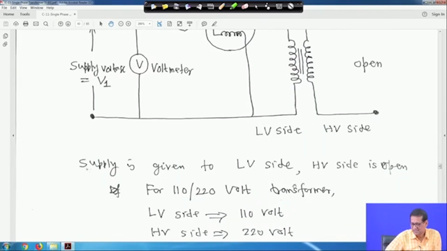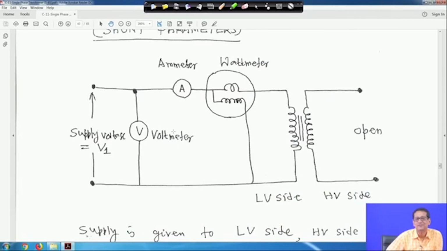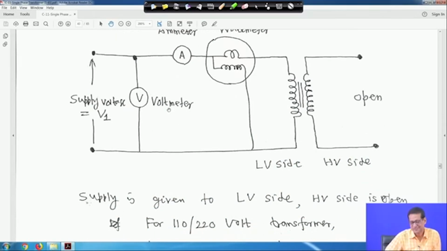Suppose this low voltage side is 110 volt and the high voltage side of your transformer is 2000 volt, 2 kV. In the laboratory the 2 kV may not be available. For the open circuit test you need full voltage, that is why you perform the open circuit test on the low voltage side in the laboratory, but either side is possible, I mean you will get the same result, the same parameter values Rc and Xm.